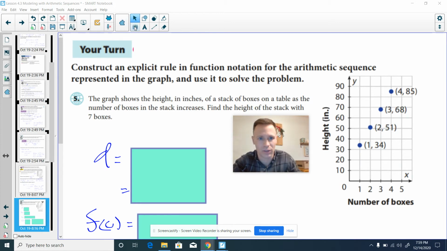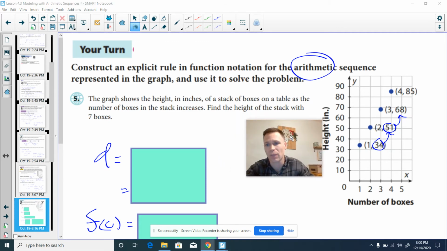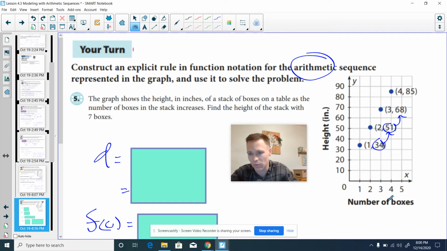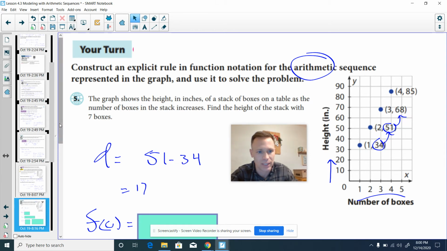So the common difference, again, looking at the graph just like last time, I'm going to look at my y values. So 34 to 51, 51 to 68. By the way, I know that it's arithmetic because they're telling me that, so I don't have to figure that out. I'm just using that fact. This is the number of boxes on the x-axis, and the height is on the y-axis. So for the common difference, I'm going to take 51 minus 34, and the common difference is 17.